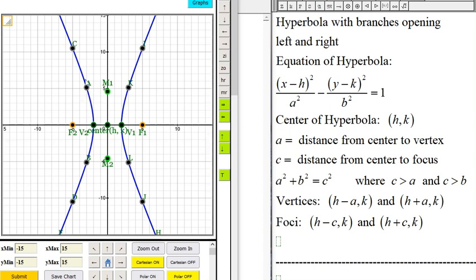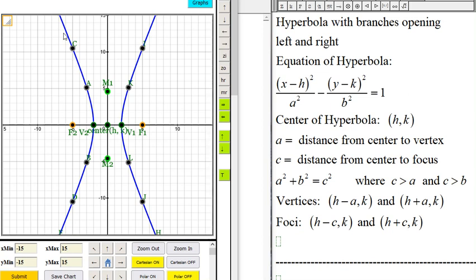This is a hyperbola with the branches opening to the left and to the right. And the points here are called the foci. So this is focus number one, this is focus number two. And this is vertex number one, vertex number two. And this is the center of the hyperbola.